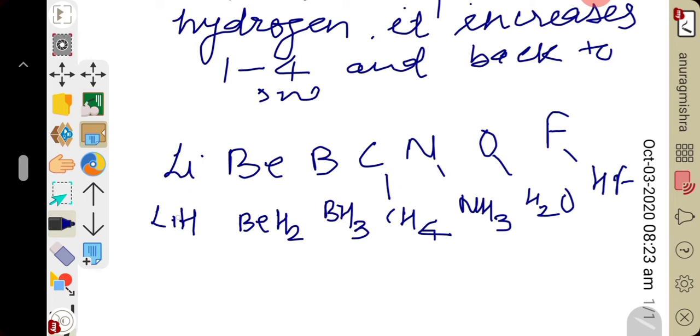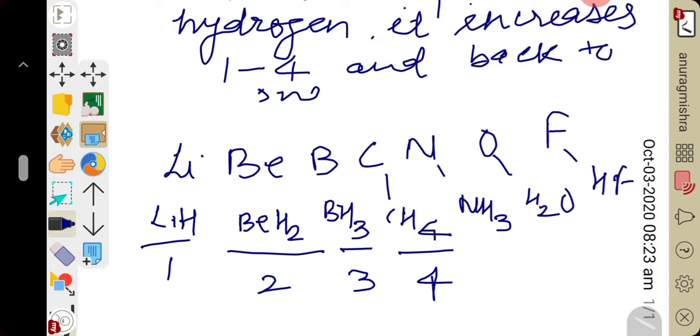With lithium, valency is 1. Beryllium valency is 2 because 2 hydrogens combine. We all know that with respect to hydrogen, valency is defined as how many hydrogen atoms combine with a particular element. So with lithium, 1 hydrogen atom combines, so valency 1. With beryllium, 2 hydrogens combine, valency 2. With boron, 3 hydrogens combine, valency 3. With carbon, 4 hydrogens combine, valency 4. Now you can see it increases first from 1 to 4, by 1.